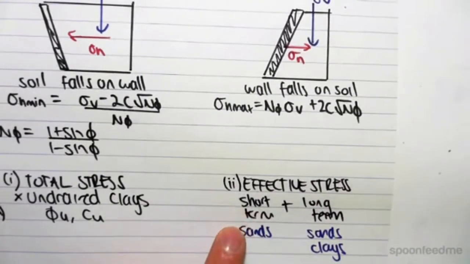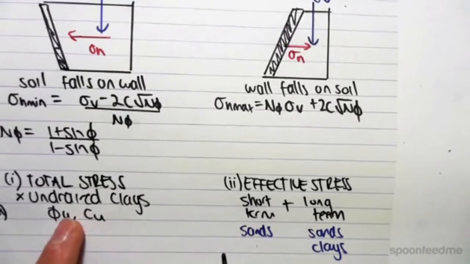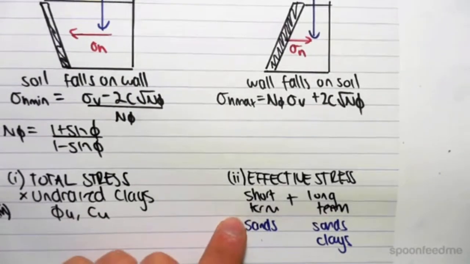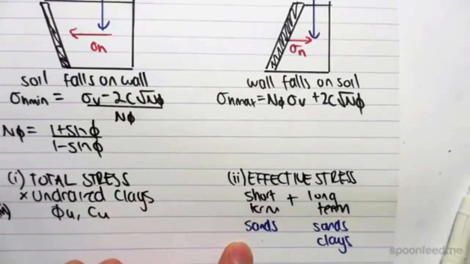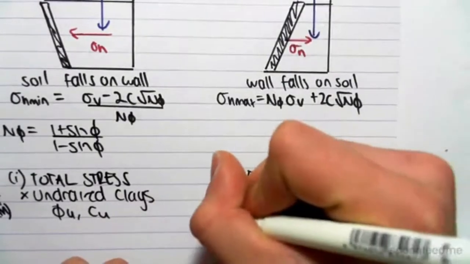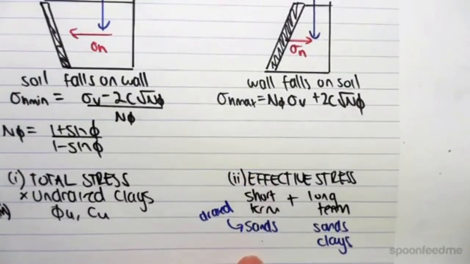And the reason we use an effective stress in the short term is because a sand will drain very quickly compared to a clay. A clay takes time to drain, it will be undrained, whereas even a sand in the short term is said to be undrained because of its permeability. The pore water pressure is going to escape quickly.